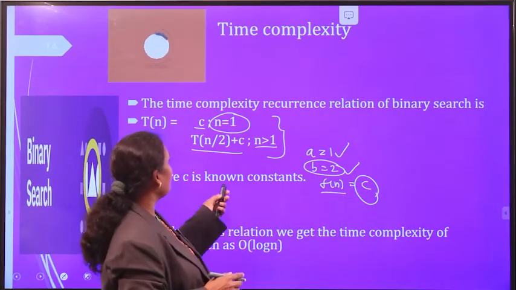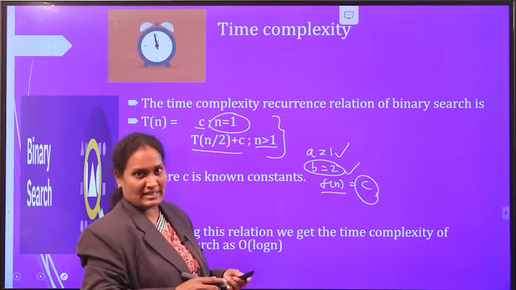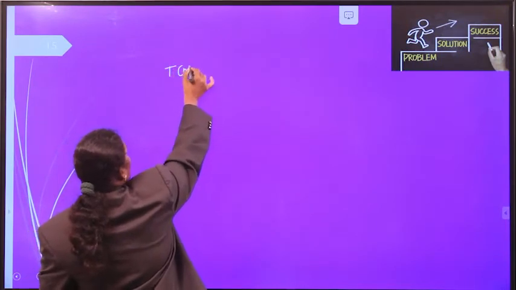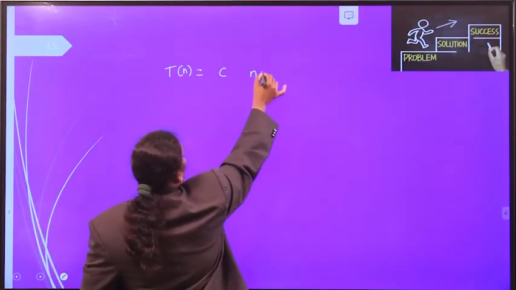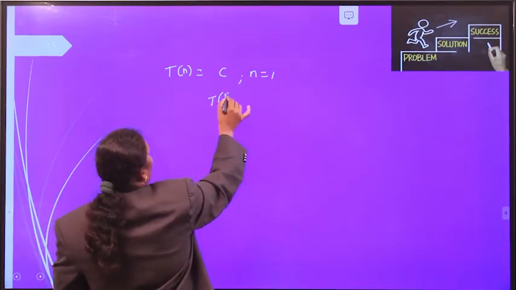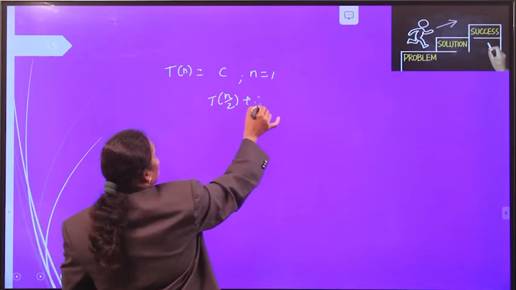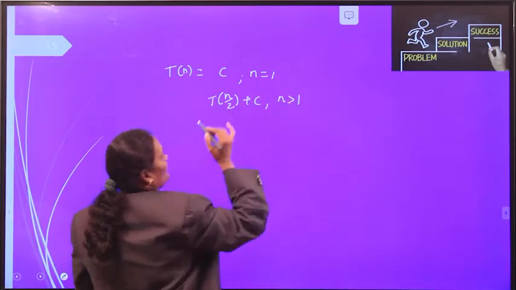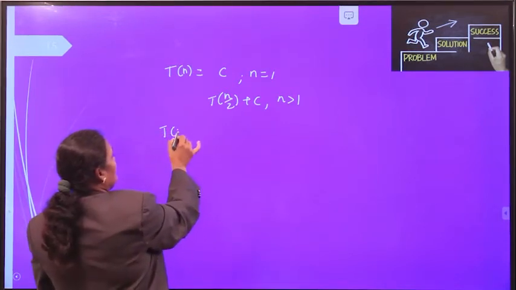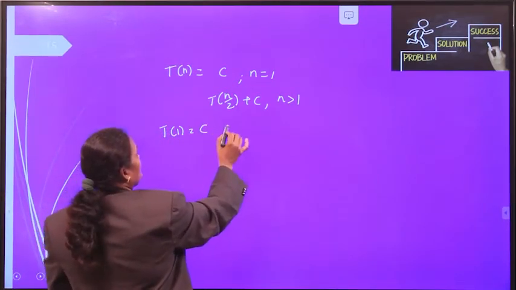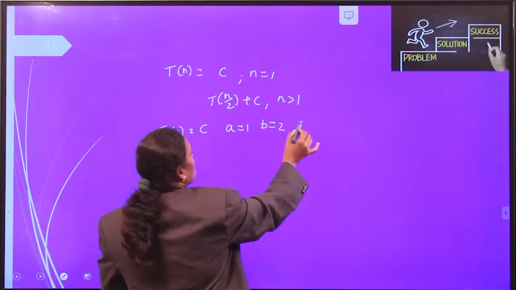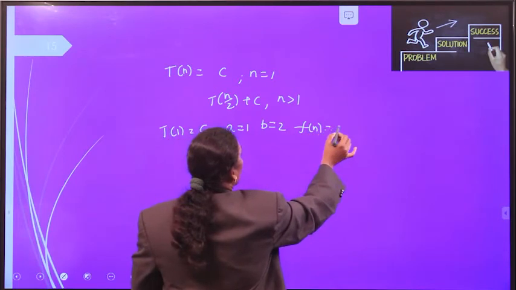Now I am going to explain how it becomes big O of log n. Let us see. Here we have the time complexity recurrence relation: when n is equal to 1, it is C, and the value is T of n by 2 plus C when n is greater than 1. If you compare this recurrence relation with the general recurrence relation, you will get T of 1 is equal to C, A is equal to 1, B is equal to 2, f of n is equal to C.